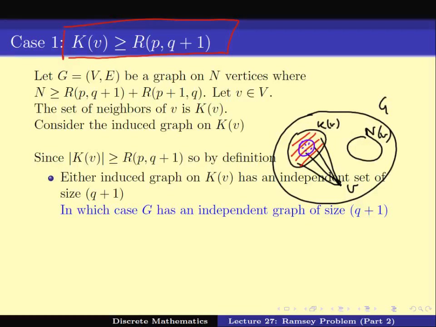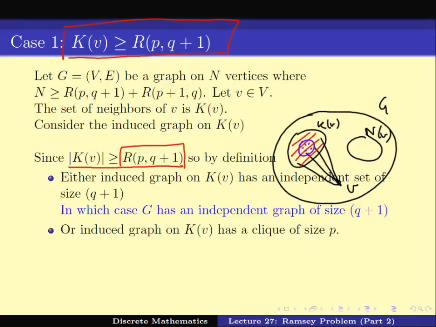Now, the definition says that since KV is greater than this, either it has an independent set of size q plus 1 or it has a clique of size p. Now what happens if it has a clique of size p? Let's think of this blue thing again as a clique of size p. That means between any two vertices here, there is an edge.